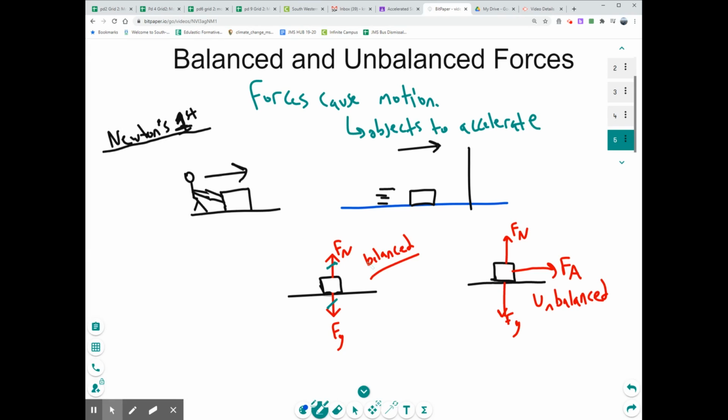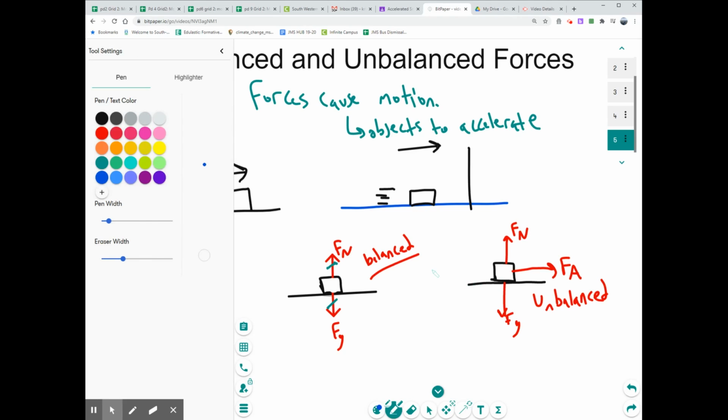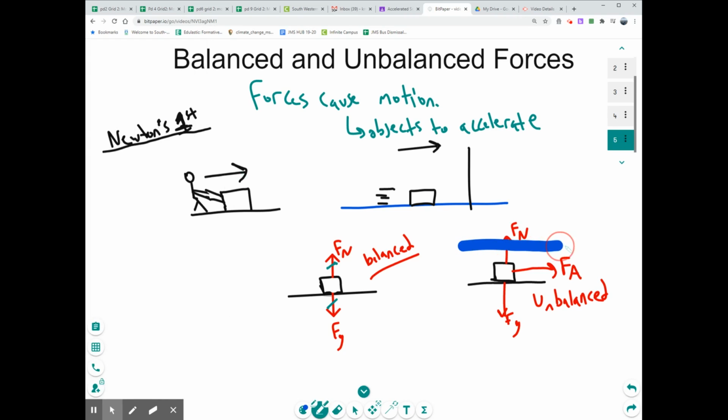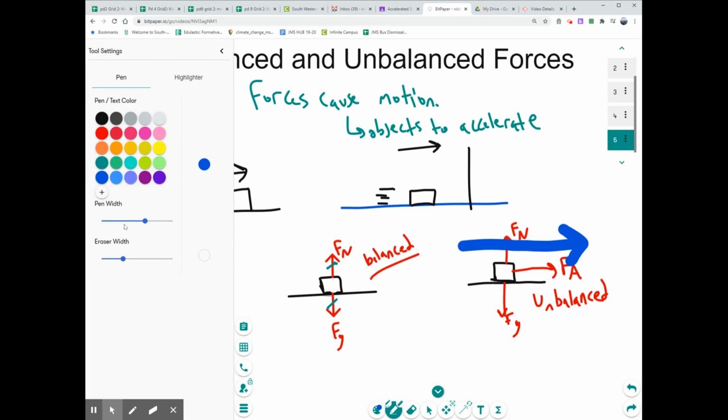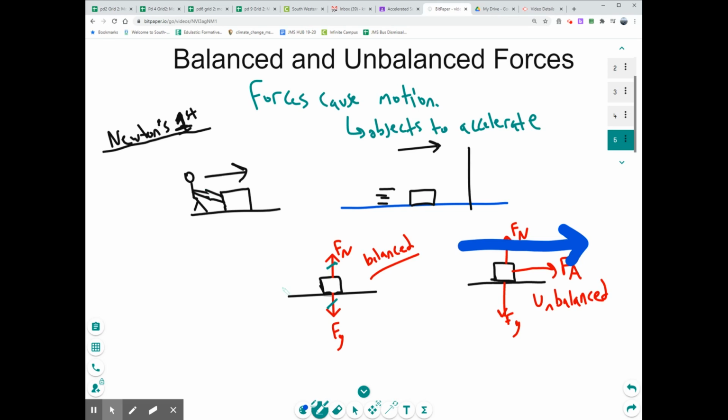Well, let's get a different color and experiment with that. The object's going to move quite quickly to the right. Why? Because there's an unbalanced force going to the right, right? So it's going to accelerate to the right. So that's something to think about. I meant to make that an arrow, but there you go. So unbalanced forces will do that, right?